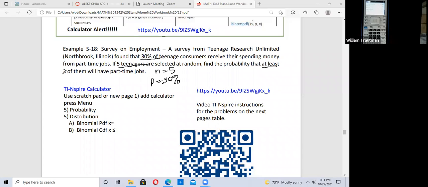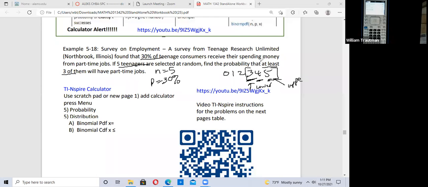At least 3. So there's 5. You can get 0 people, 1, 2, 3, 4, or 5. At least 3 means these 3 people, correct? At least 3 means 3 is the least, 4 or 5. So our lower boundary would be 3 and our upper boundary would be 5.